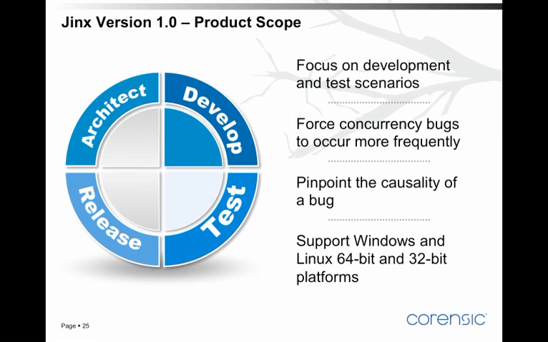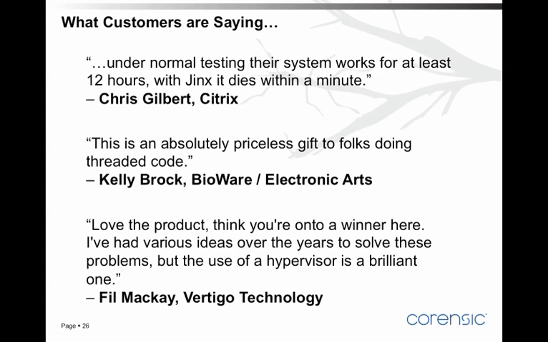In Jinx V1, we're focused on development and test scenarios, making bugs and concurrency bugs happen more frequently, pinpointing the causality of the bug, and supporting Windows and Linux on 64-bit and 32-bit platforms. Customers love Jinx. They find that when they're not using Jinx, bugs may occur in hours. With Jinx, they occur within minutes. It helps developers who are writing threaded applications immediately find and fix bugs without having to spend an inordinate amount of time hunting down the cause of those bugs. With Jinx, you'll be a lot more productive, your software will be much higher quality, and you'll reduce the risk of security errors or other errors that you'll expose to your customers and to your clients.